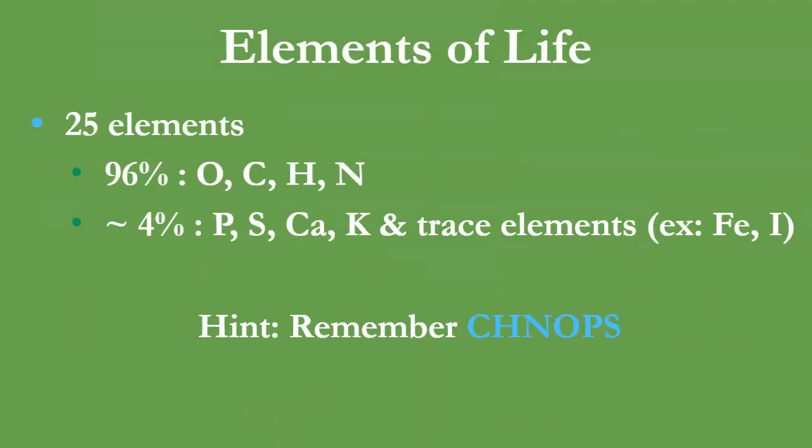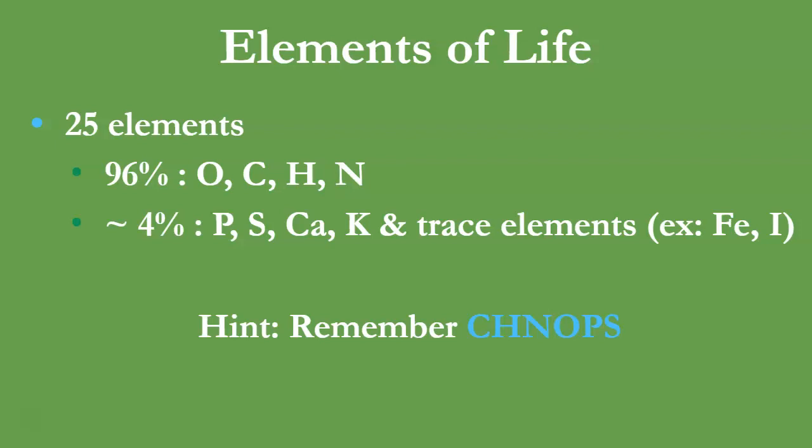Okay, so there are 25 basic elements that keep us alive. The majority are CHNO, which stand for carbon, hydrogen, nitrogen, and oxygen. And then, to a lesser degree, we have phosphorus, sulfur, calcium, K is potassium, and other trace elements like iron and iodine, which is why we have iodized salts. We need to have a little bit of iron in our diet, otherwise we become anemic.